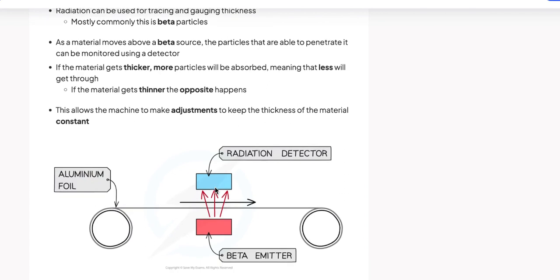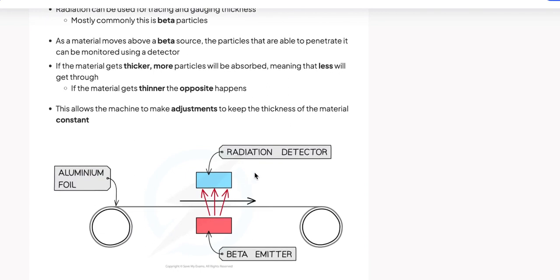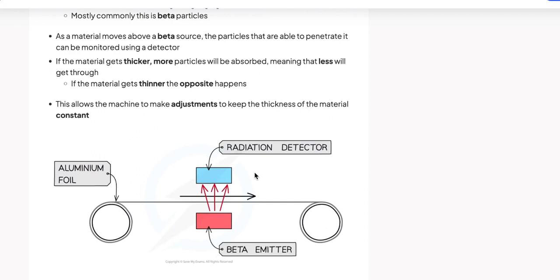So here, let's take a look at it, right? As you see, the material moves above the beta source. This is the beta emitter, and this is a radiation detector. The emitter emits beta rays. So as the material moves above a beta source, the particles that are able to penetrate it can be monitored using a detector. They are monitored by a detector.